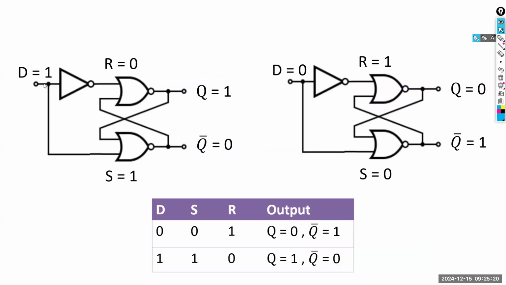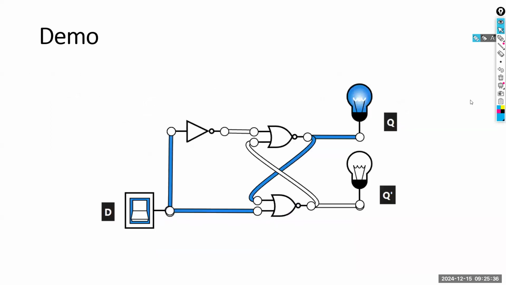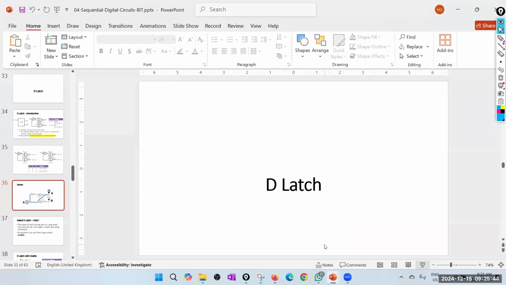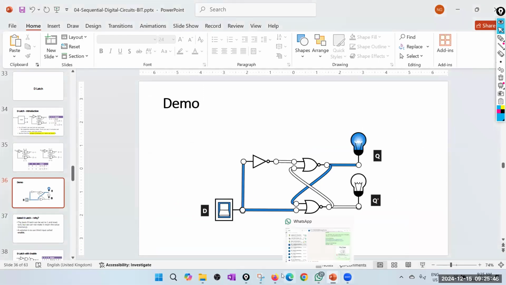So you can set it by D equal 1, then Q is 1, Q bar 0. You can reset it by D equal 0, then R1, S0. That means Q bar 1, Q 0. Okay. Any questions? Any questions about D latch? So let's do it as a practical thing.